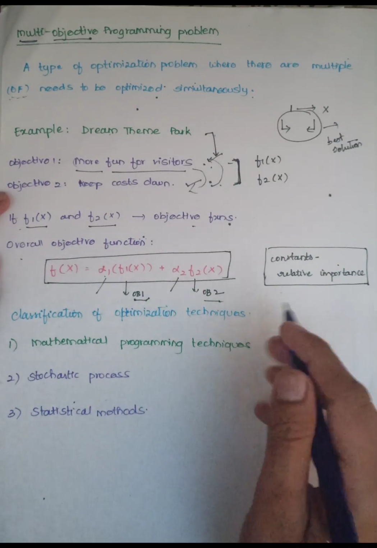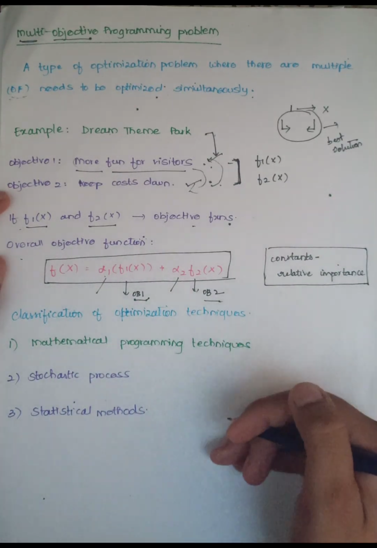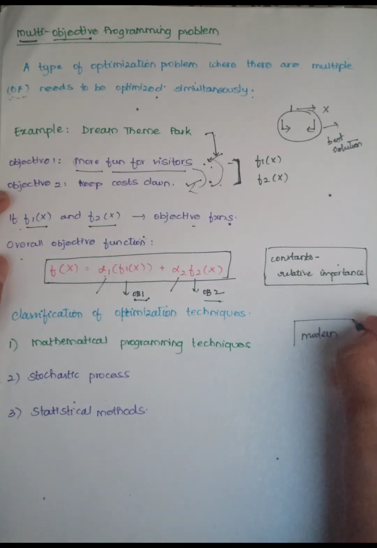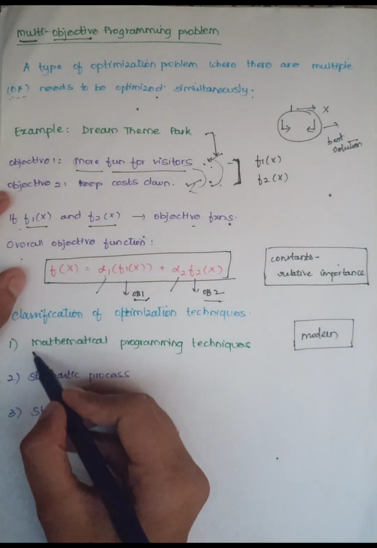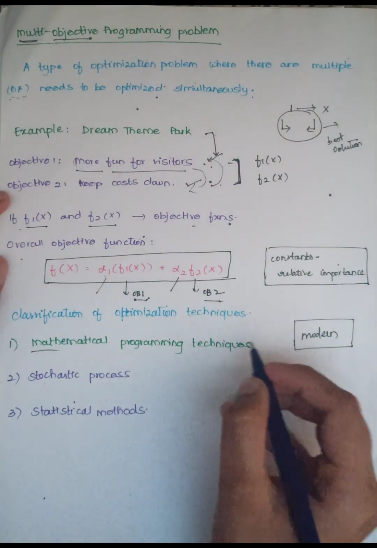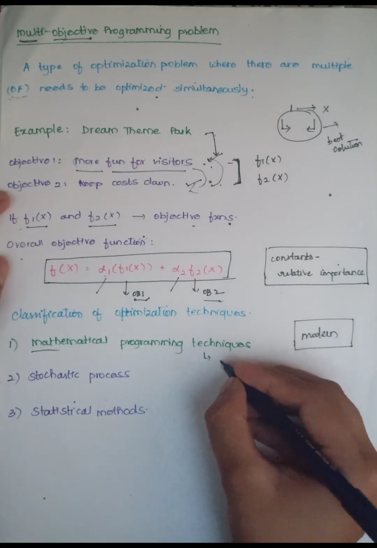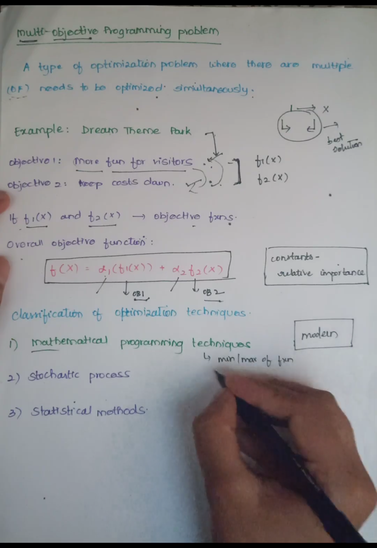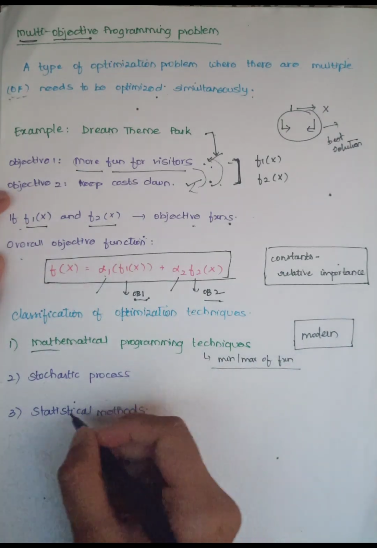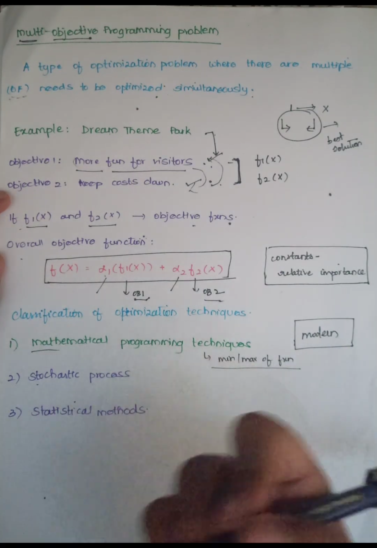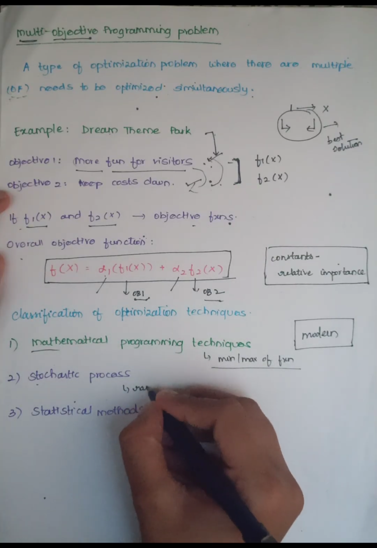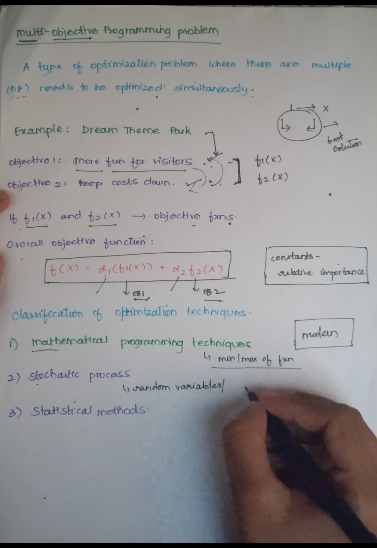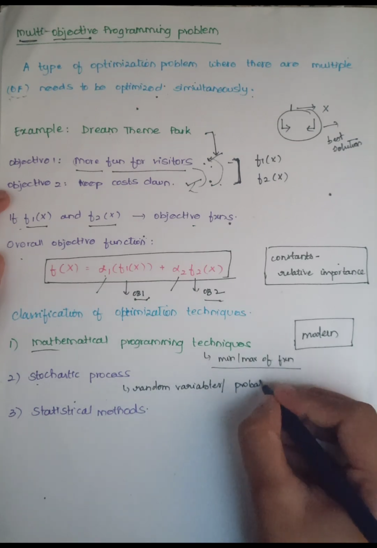Now we have three basic classifications of optimization techniques, apart from modern optimization techniques, which we will be discussing in the next video. The first one is mathematical programming techniques. As we all know, mathematical programming techniques are very simple and are useful to find the minimum or maximum of a function. And we have stochastic process optimization techniques, which include random variables and probabilistic distribution.